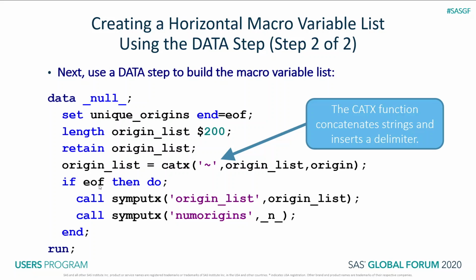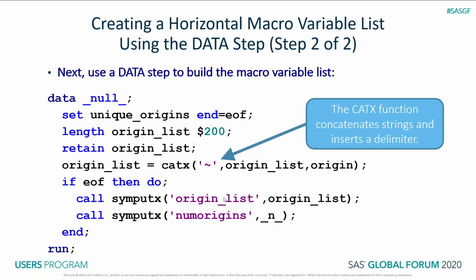But now EOF is true. We are at the end of the file. And since we're at the end of the file, we are going to execute these two statements that are in the do block. So we have a call SYMPUTX. Remember, call SYMPUTX is what we use to create macro variables during a data step execution. We're going to create a macro variable called origin_list, and what we're going to put in it is the value of the data step variable origin_list. That's the variable we just created.